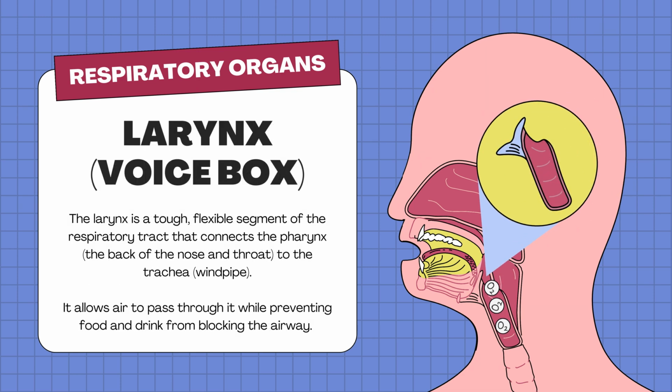Larynx, voice box. The larynx is a tough, flexible segment of the respiratory tract that connects the pharynx, the back of the nose and throat, to the trachea, windpipe. It allows air to pass through it while preventing food and drink from blocking the airway.